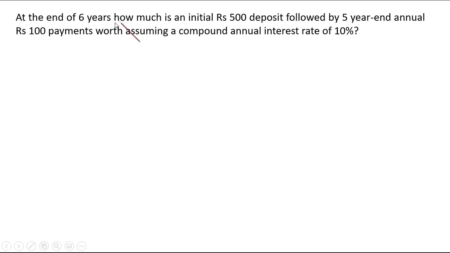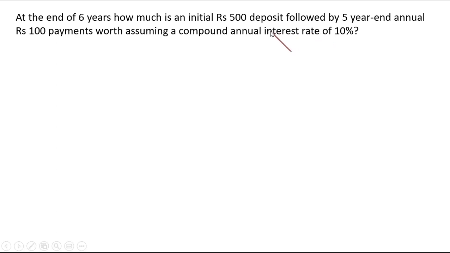At the end of 6 years, how much is an initial rupees 500 deposit, followed by 5-year annual rupees 100 payments worth, assuming a compound interest rate of 10%? So there are two parts to the sum. First, we are going to make a deposit of 500 right now. So how much will I get after 6 years considering 10% interest?